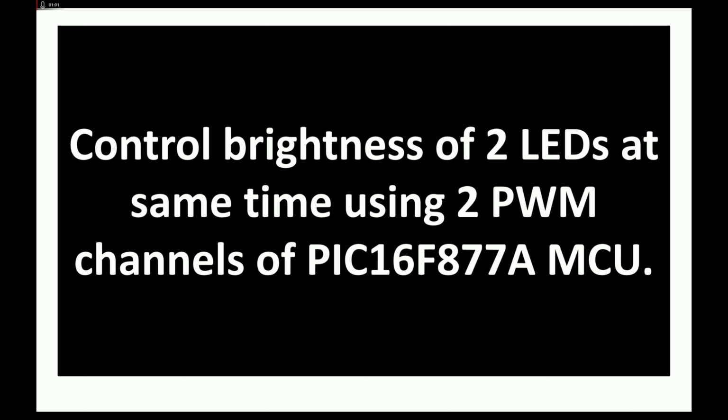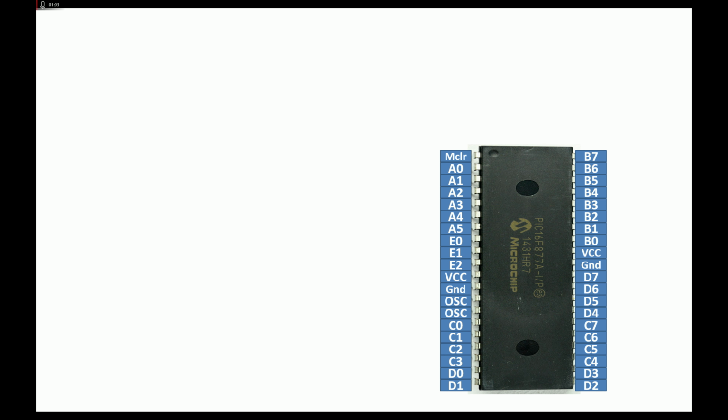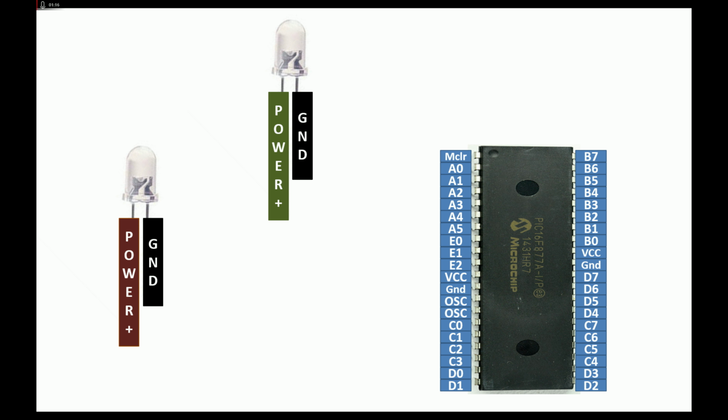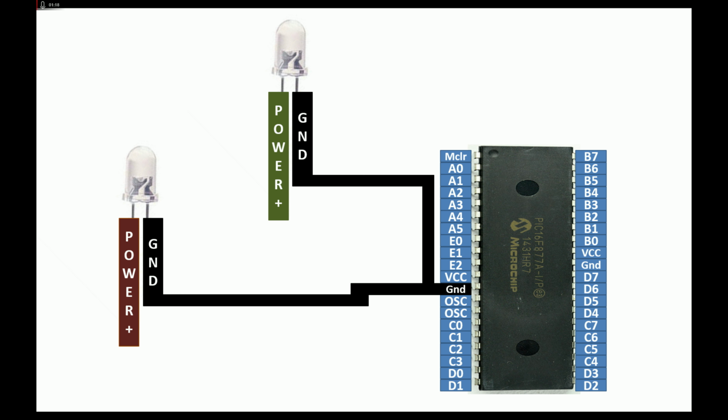So let's get started. So guys, this over here is our PIC16F877A microcontroller having 40 pins. It's a DIP version. These are the 2 LEDs we are going to use. As you can see, each LED has 2 pins, one longer, one shorter. The longer is always the power and the shorter is always the ground. For the shorter pins, just short them together and send them to the common ground like this. And for the longer pins, you will need a resistor. It is a current limiting resistor.